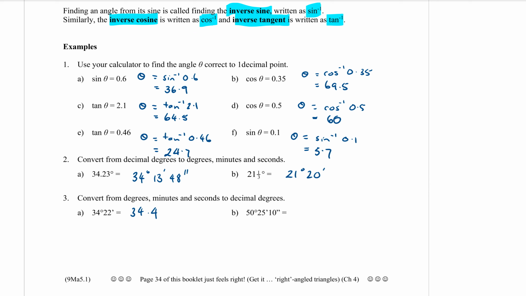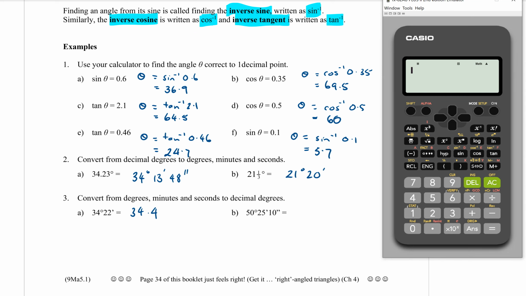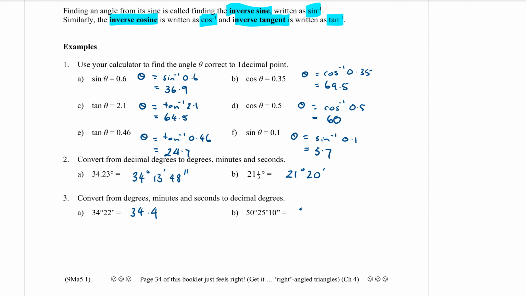Okay, let's try that again for part B. So 50, push the bubble button, 25, push it again, and 10, push it again. Okay, press equals and then the SD button twice. So that's 50.4 as a decimal in degrees.